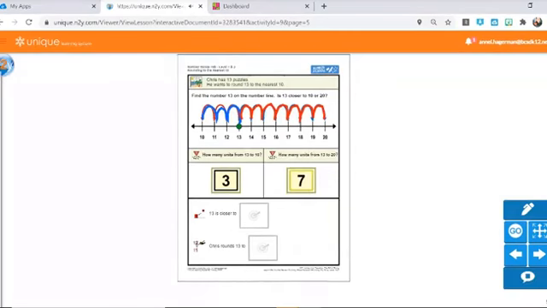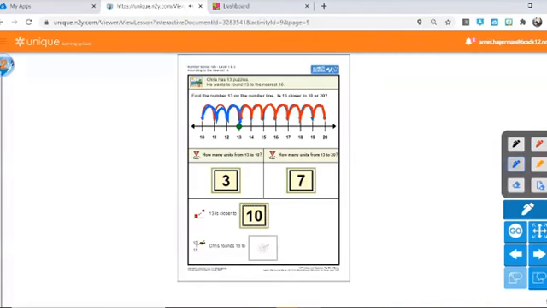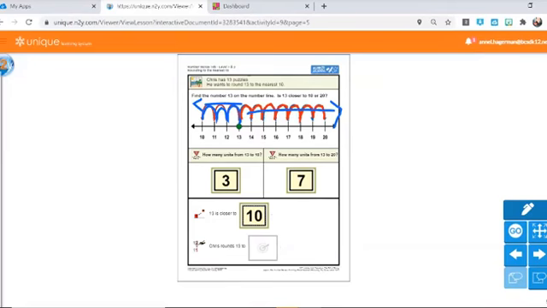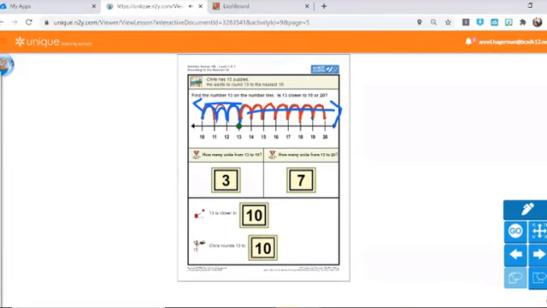Is 13 closer to what number? It's closer to 10. Look, it only has to go this much. If it went up to 20, it would have to go all that way. So Chris rounds 13 down to 10 because it's closer to 10.